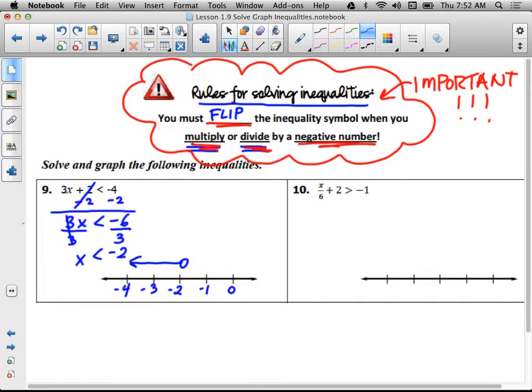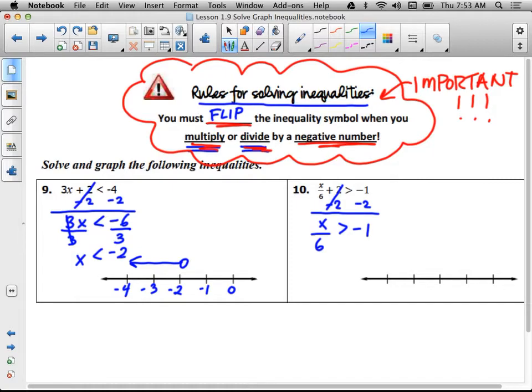And I'm looking for numbers less than, so I'm going to go in this direction. Okay? So we're putting together what we've done with solving equations to solve these inequalities. So let's look at number 10. Again, we're going to eliminate the constant term that's over there with the x first. We're going to get rid of that number by subtracting 2 from both sides.